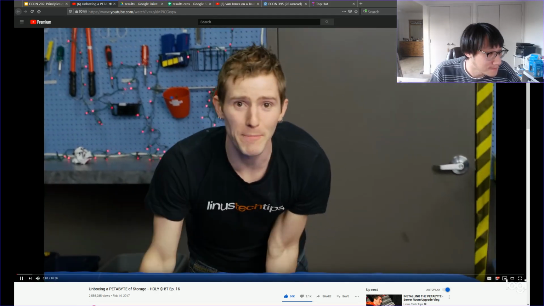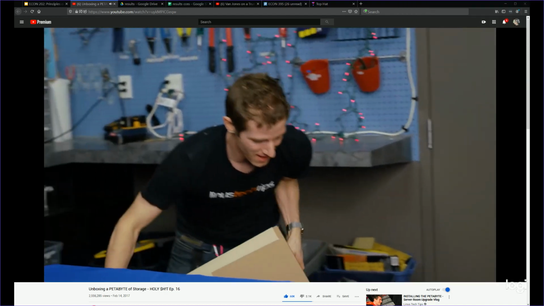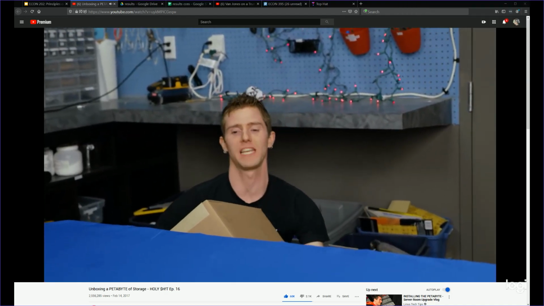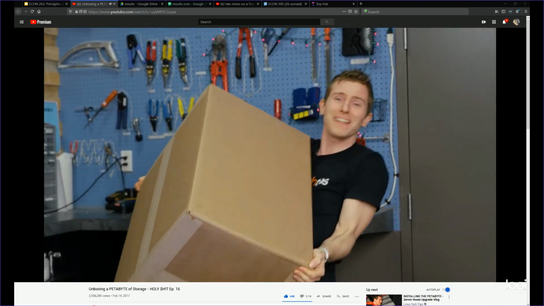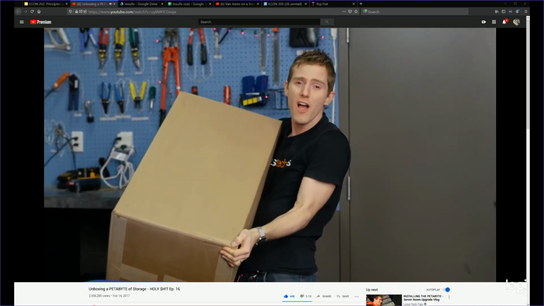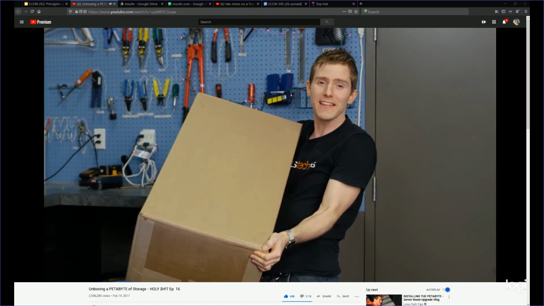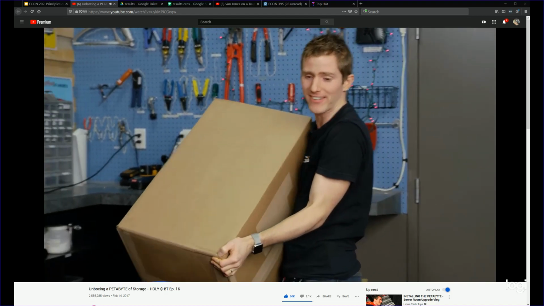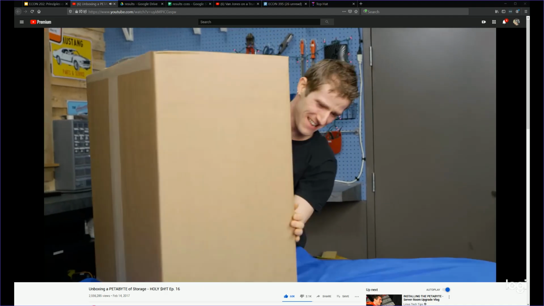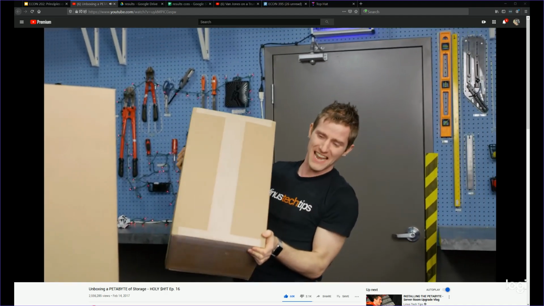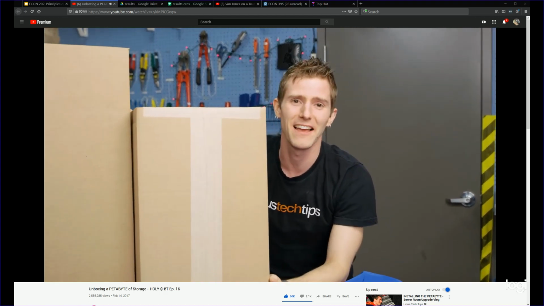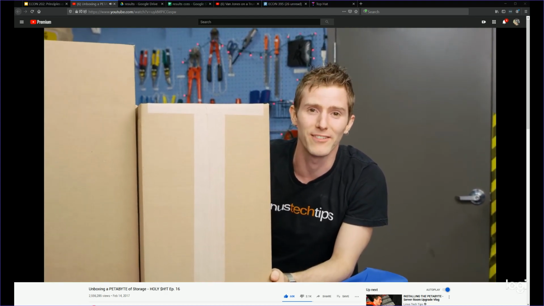So on today's episode of Holy Sh**, we have, oh wow, this is really heavy. This is, I'm fairly certain, the most expensive thing I have ever unboxed. This is the Petabyte Project. And what is a petabyte? Well, a petabyte is 1,000 terabytes. 1,000 terabytes of storage.